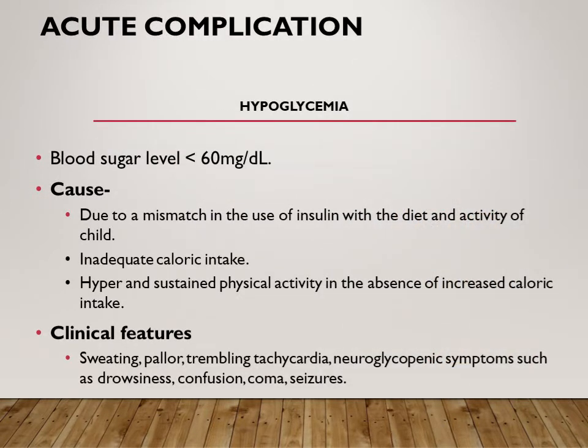Acute complications such as hypoglycemia, when the blood sugar level is less than 60 mg per deciliter. The cause is a mismatch in the use of insulin with the diet and activity of the child: inadequate calorie intake, or heavy and sustained physical activity in the absence of increased caloric intake. Clinical features such as sweating, pallor, trembling, tachycardia, and neuroglycopenic symptoms such as drowsiness, confusion, coma, and seizures occur.